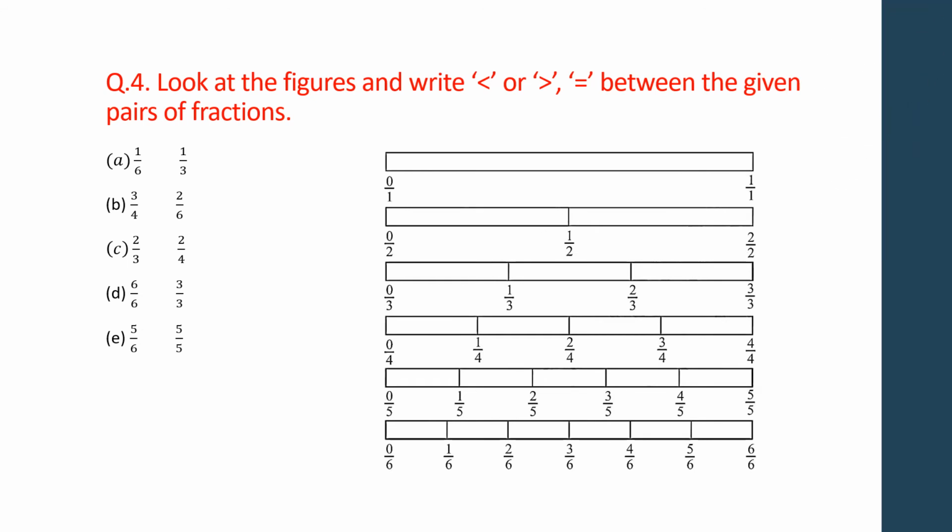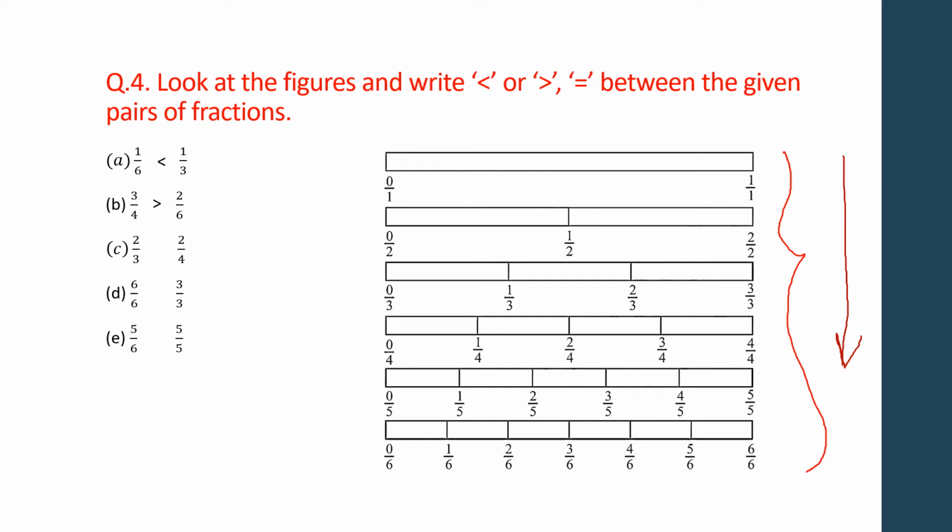Question number 4. Look at the figures and write using comparison signs between the given pair of fractions. Here we have fraction wall. You can see this is the fraction wall. As we are getting down, the value of fraction is decreasing. It means as denominator is increasing, the value of fraction is decreasing. Now here we have 1 by 6 smaller than 1 by 3.